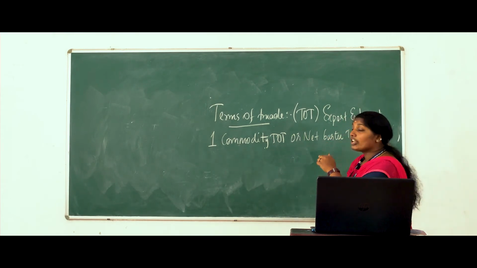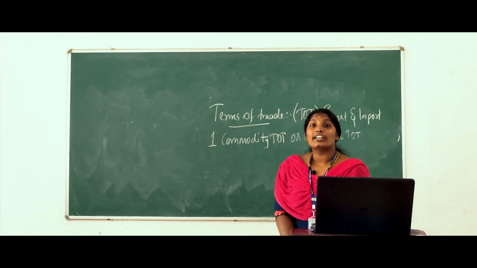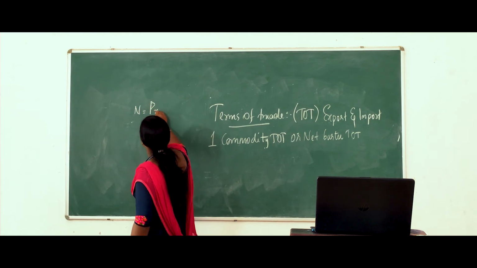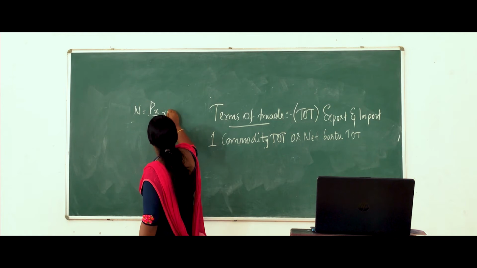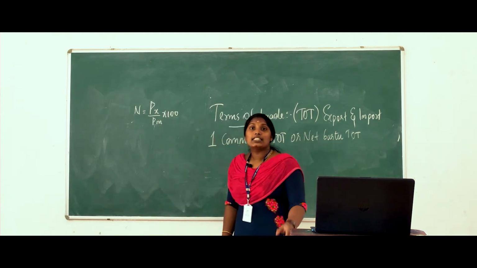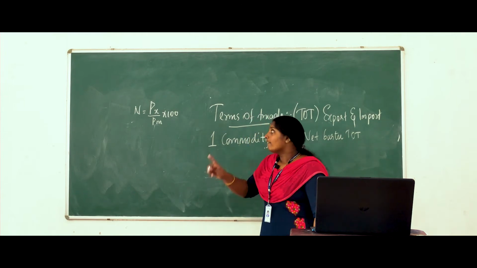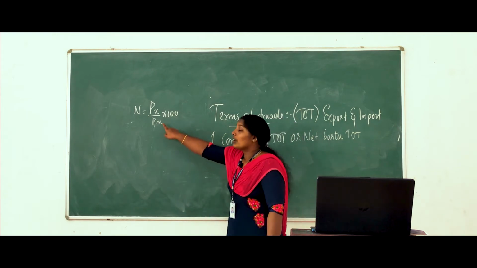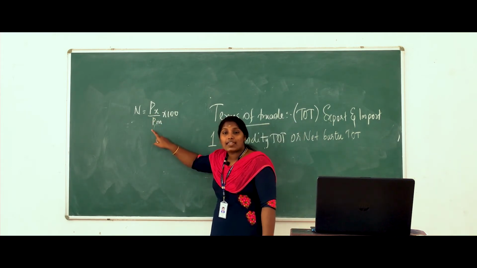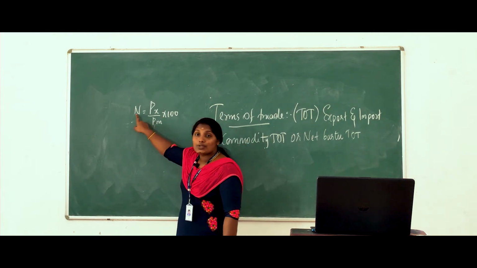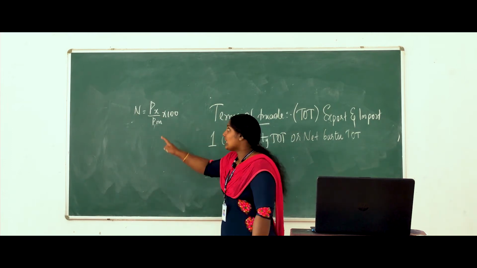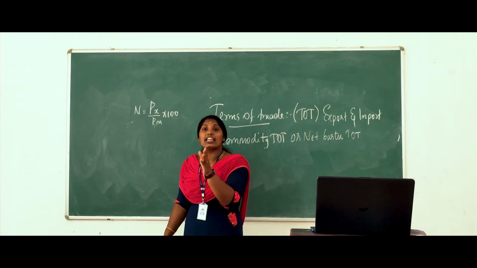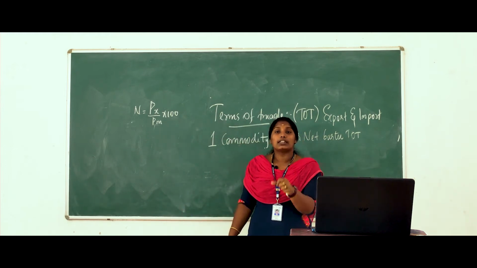The net commodity terms of trade or net barter terms of trade is denoted by the letter N. N is equal to Px divided by Pm, multiplied by 100 in order to express the terms of trade in terms of percentage. Where Px by Pm is the price of export divided by price of import.